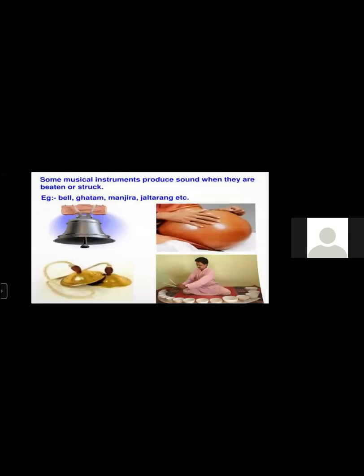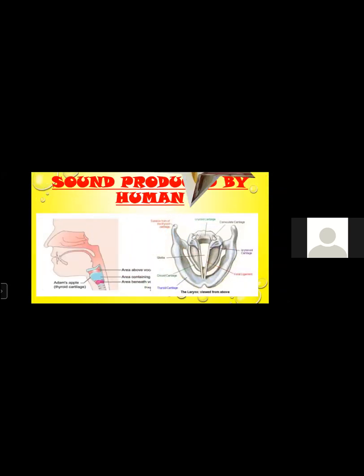These are also some musical instruments. Some musical instruments produce sound when they are beaten or struck. For example, jal tarang, manjira, bell, etc. Sound produced by humans.